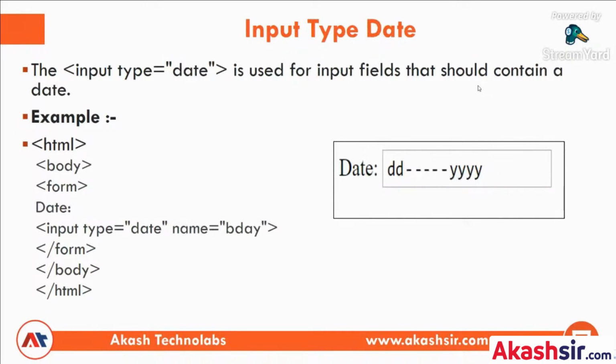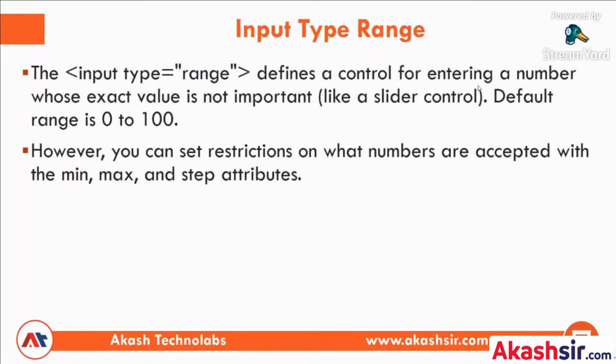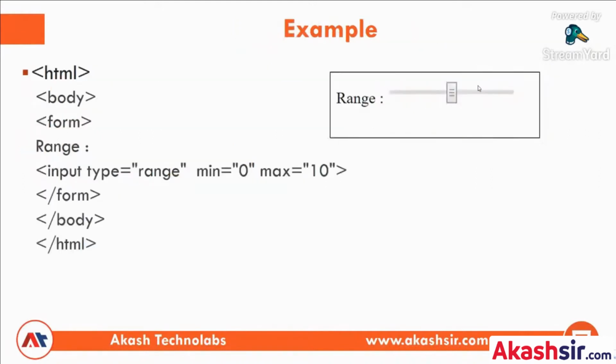So input type date is for the selection of date, input type range, yes. So you can use this range to specify some range. Let's say if you are using Myntra, there is an option for the range, right? See, it looks like this. You can specify your min and max value. Okay.